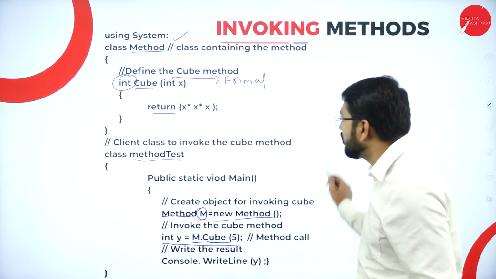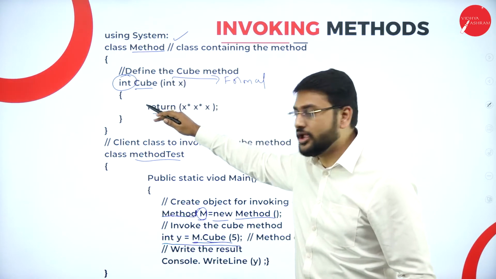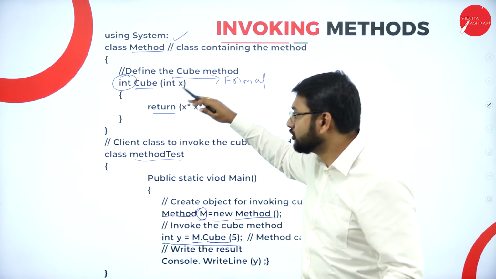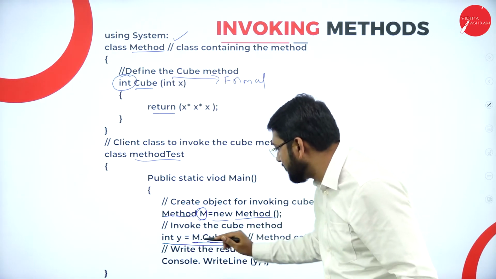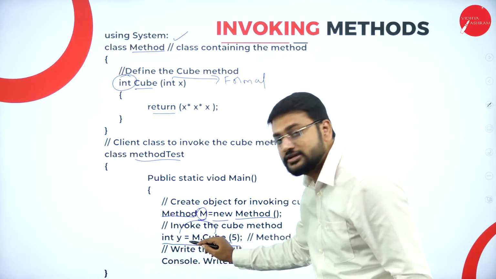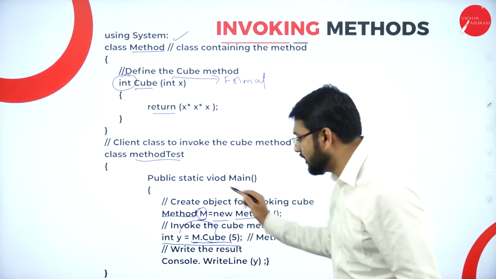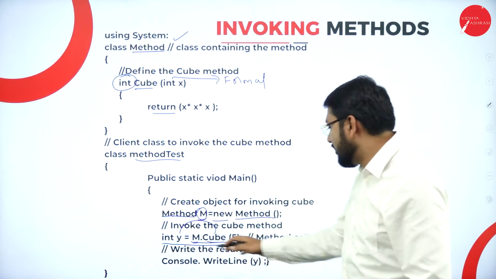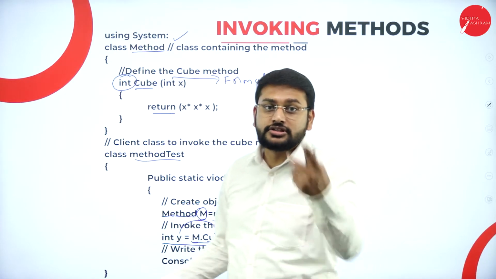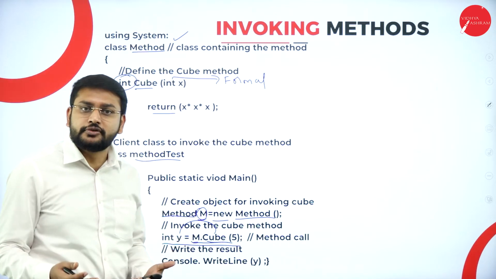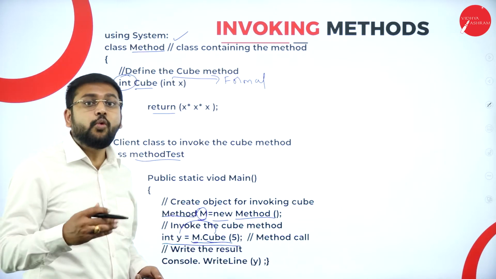This call will come here and I will start executing. The return statement returns some value, the cube of 5. This result will come back to this statement, and then I will use the assignment operator. Whatever value I have in the statement will get assigned to y, and then I will print y. That's how my program is working. This is what you need to remember with respect to invoking the method.